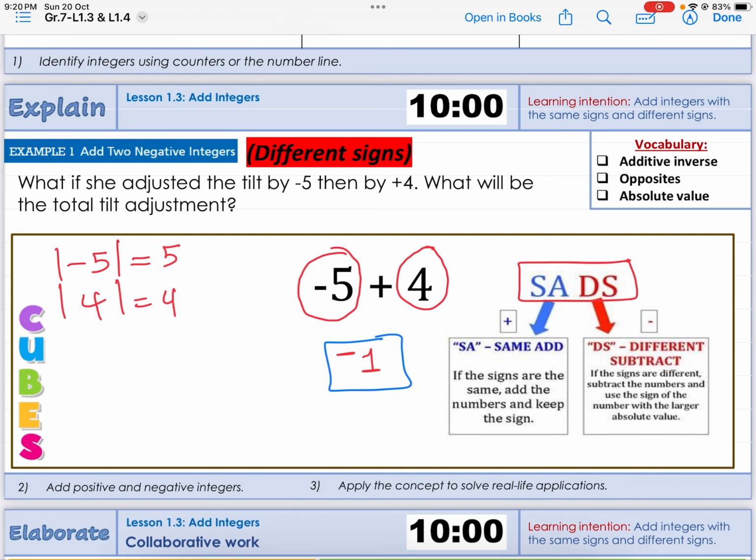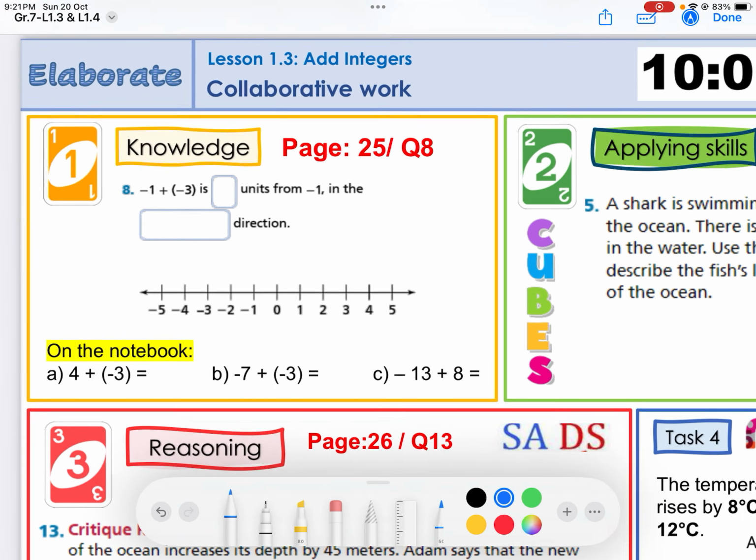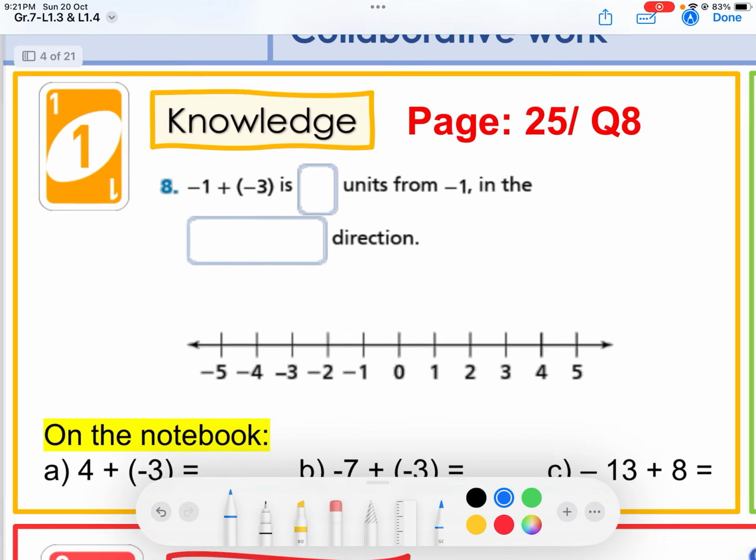Okay, let's move on. Here I have a couple of examples from your book. My advice to you, ladies, is to focus on the questions in your book and try to solve most of them. If you want extra practice, you can go ahead and do the extra practice worksheet. So let's solve this one. We have another question here, as you can see.